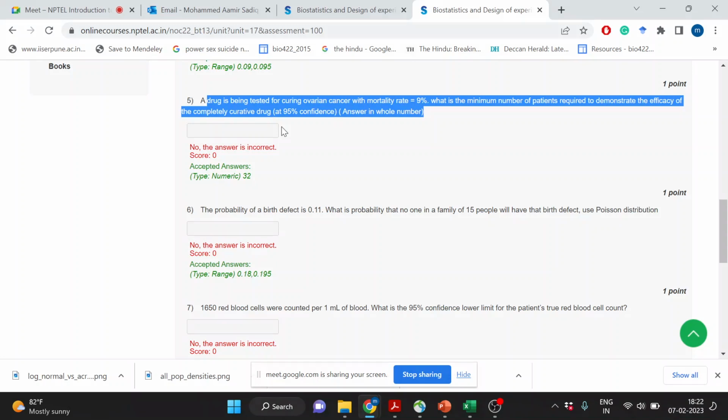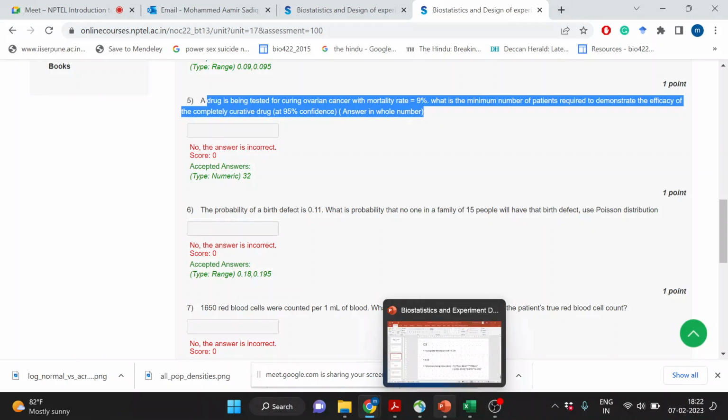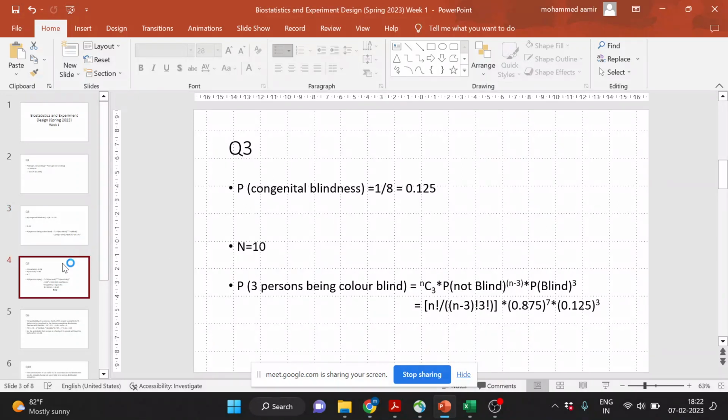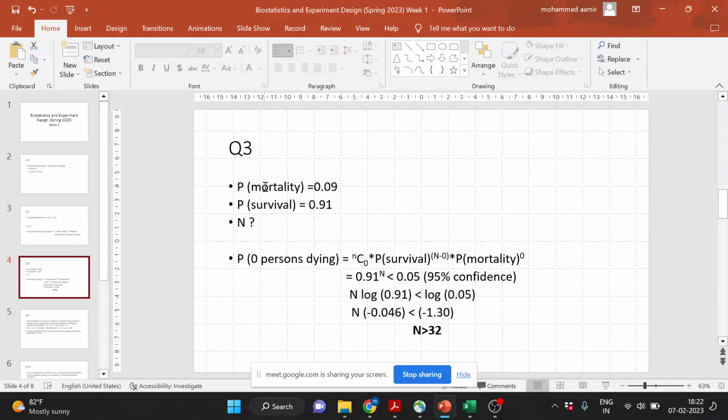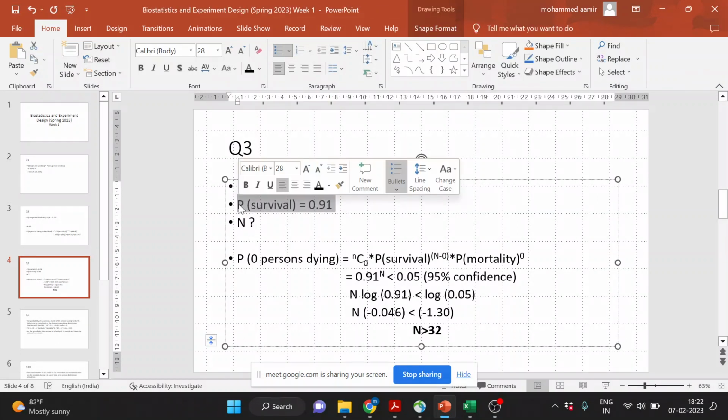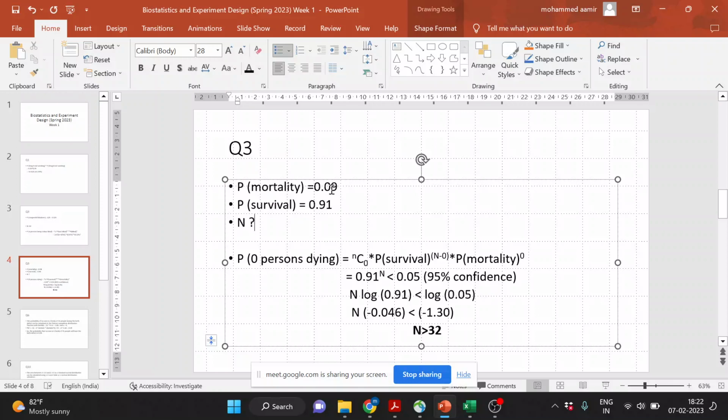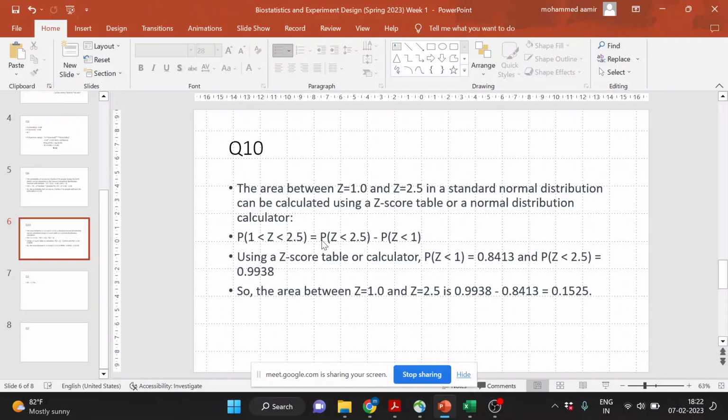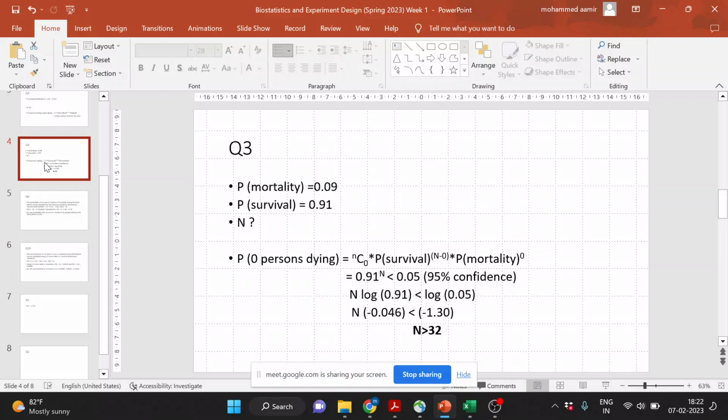So to do that, you need to first calculate the probability of mortality, which is 0.09, it's 9%. What is the probability of survival? It cures 91% of people, and it does not cure 9%. To prove efficacy, you need to show what is the minimum number of people you need to test for 0 persons dying, which is nothing but n at 95% confidence interval.